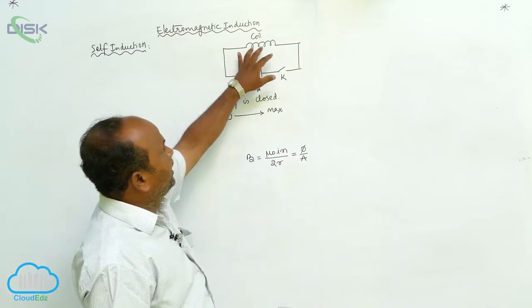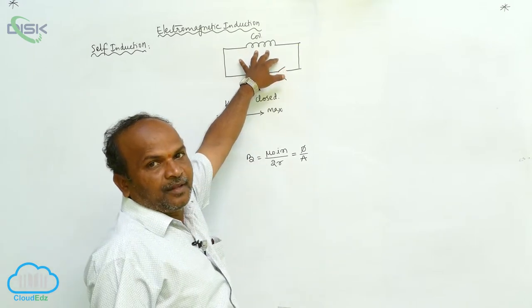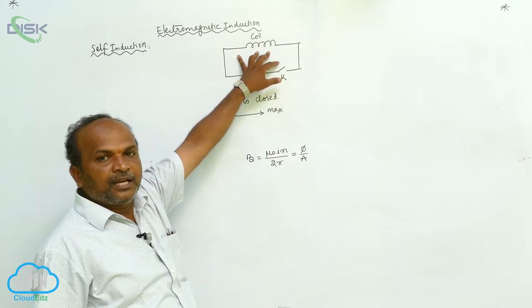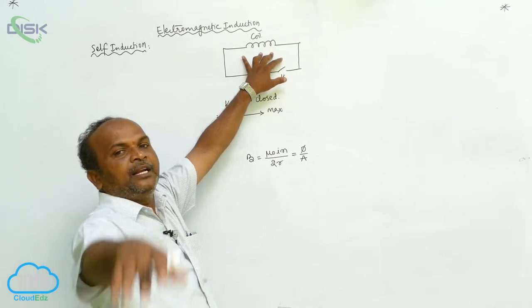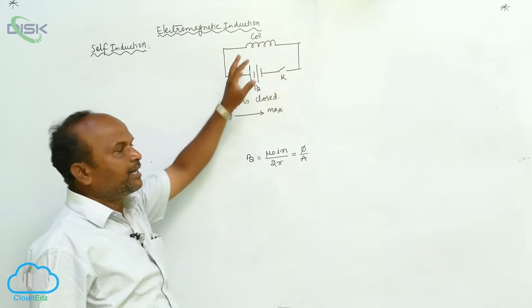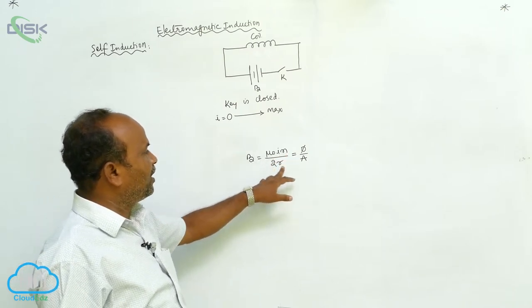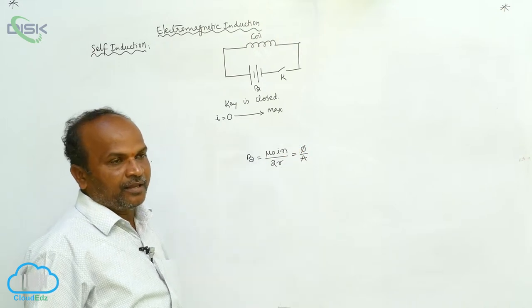Now, there is a coil. If the current is passing through the coil, then for understanding purpose, at the center of the circular coil, the magnetic field induction is B equals mu naught I N by 2R, or otherwise B equals phi by A.